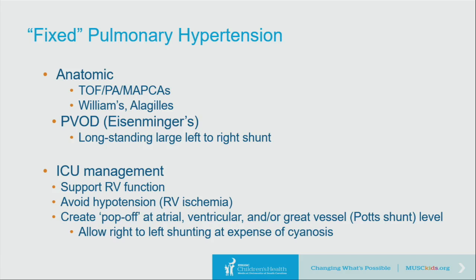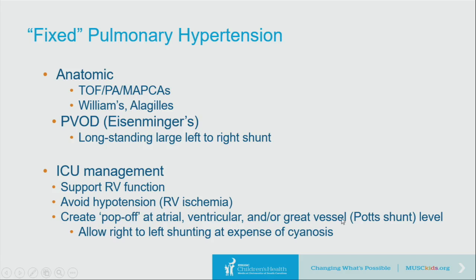And then we can talk to our colleagues about creating, in patients with a two ventricular circulation, some type of pop-off if it doesn't already exist at either the atrial, ventricular, or great vessel level, which can allow some right to left shunting to maintain left ventricular preload at the expense of cyanosis. So I wanted to briefly mention this POTS shunt procedure, which has come up recently.